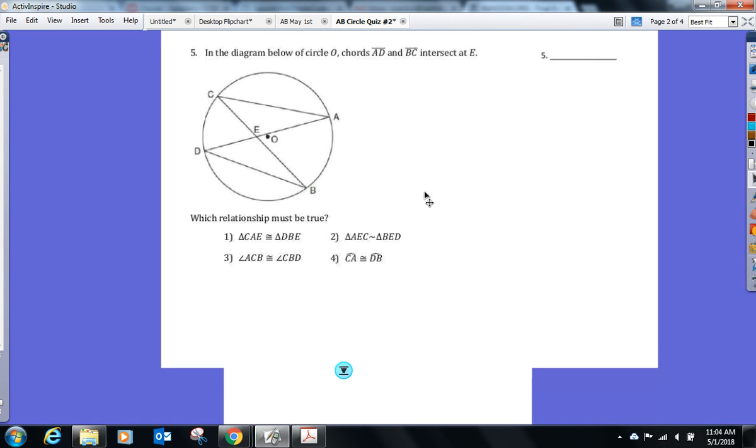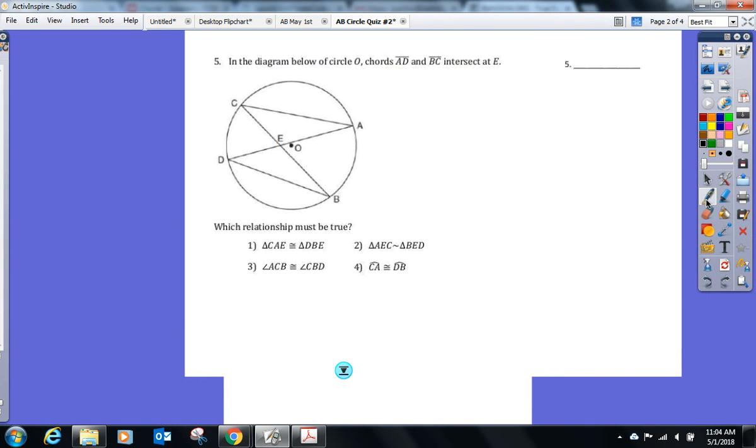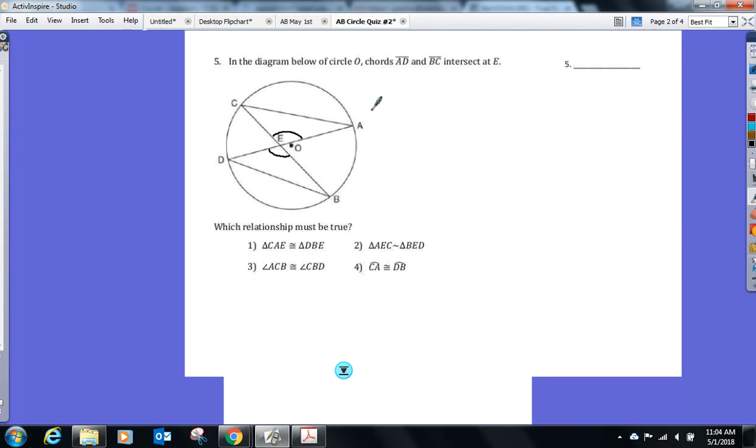I had many people say that the triangles were congruent. Okay, then tell me the method. Side-side-side, side-angle-side, angle-angle-side? You're not going to find any sides congruent up here. You did have the vertical angles. These are not radii. There's circle O, there's the center. These are not radii, so they're not congruent.